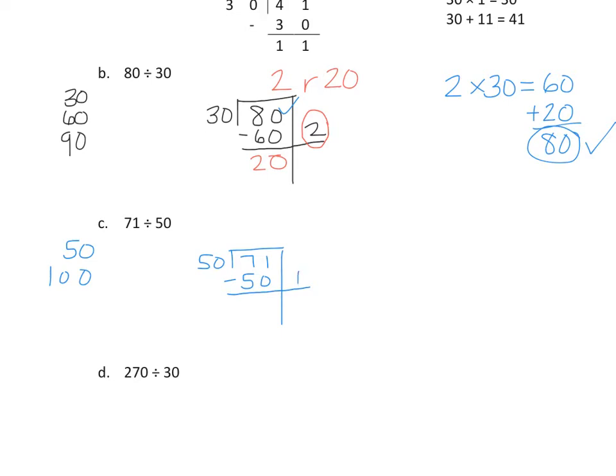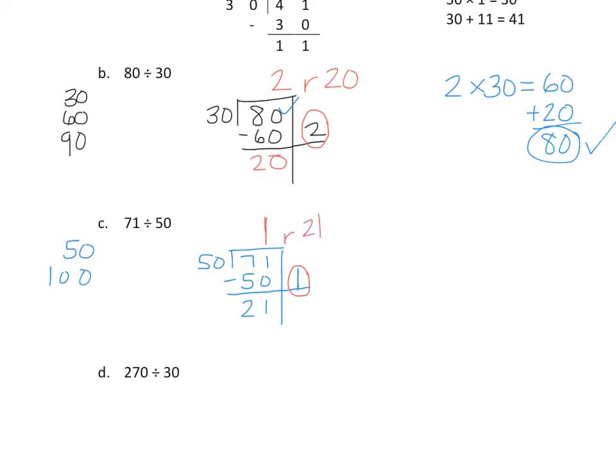Well, 50 times 1 gave us that number. And 71 minus 50 would give us a remainder or a difference of 21. 21 is smaller than 50, so that means we cannot divide 21 into 50 groups. So that ends up being our remainder. So this 1 is our quotient. It should go right in the ones column above the 1 in 71, with a remainder of 21.